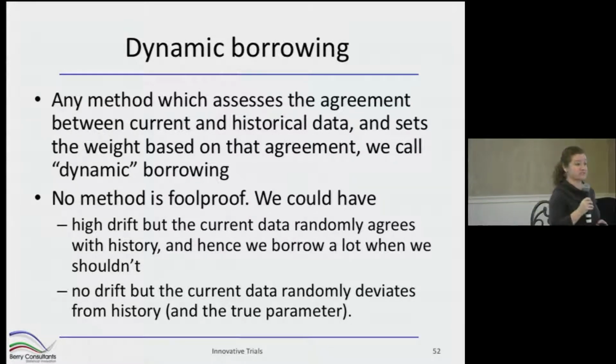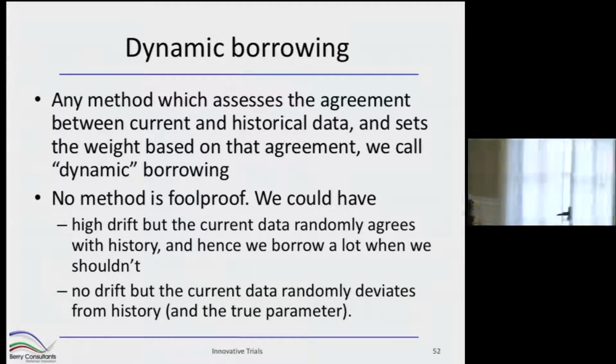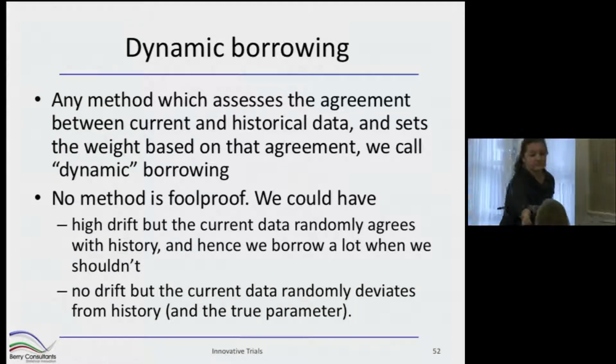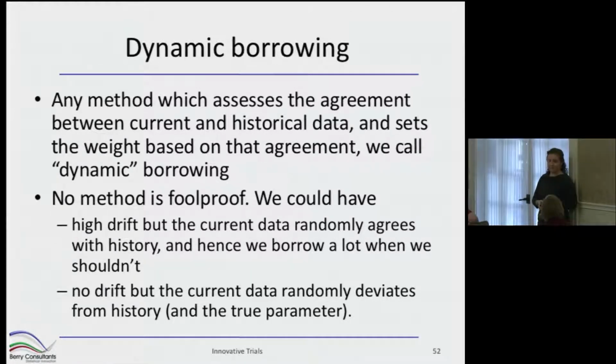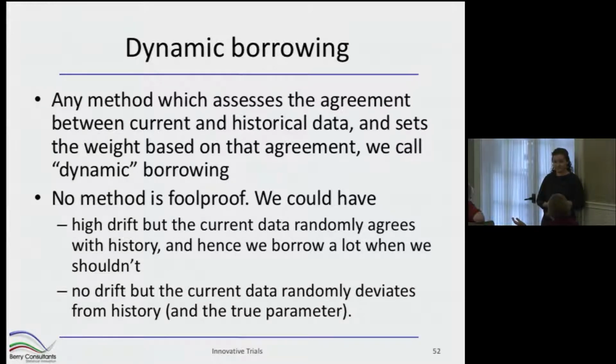Question, yes, if you don't mind me asking a question now. So when are you making the decisions about the weighting? Is this being done in an iterative manner or not? And then the second question is, what about a contemporaneous cohort? Would that be similar to historical borrowing?